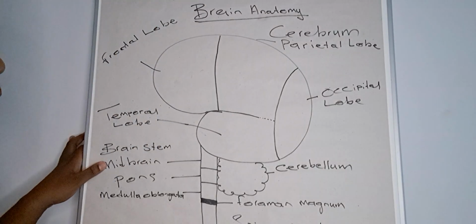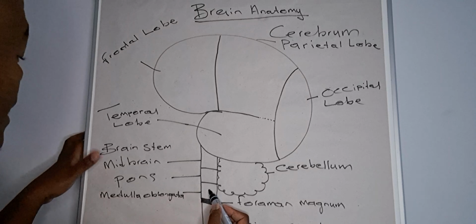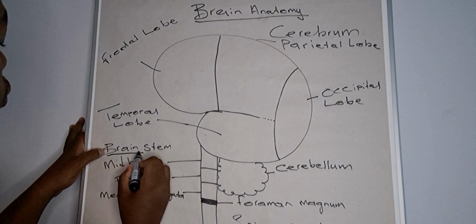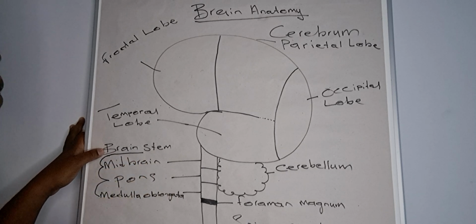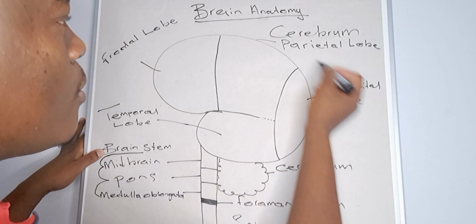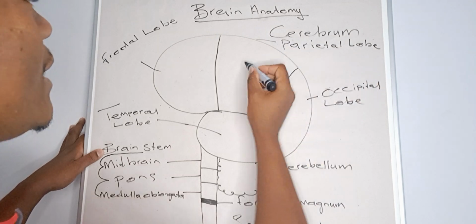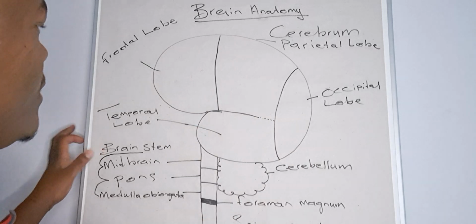So now we understand we have our midbrain, our pons, our medulla oblongata, which make up our brainstem. Our brainstem is divided into three categories: our midbrain, our pons, and our medulla oblongata. And then we have our cerebellum, our occipital lobe, our cerebrum, our parietal lobe. Cerebrum is the core component of the large brain.